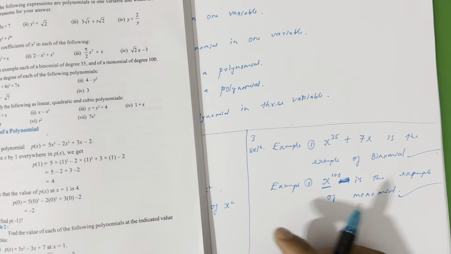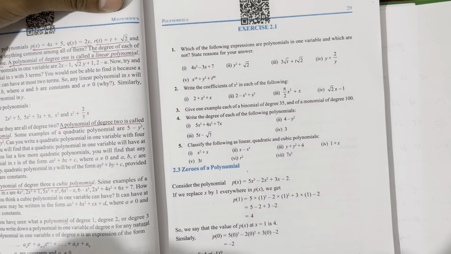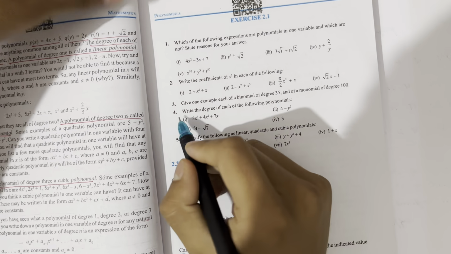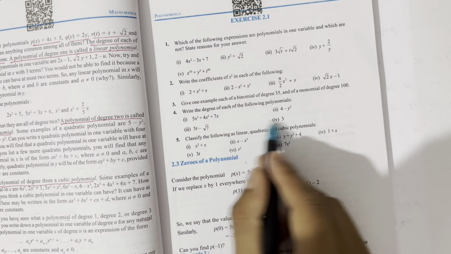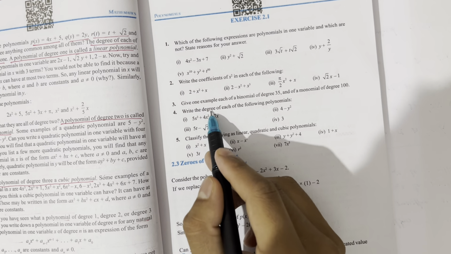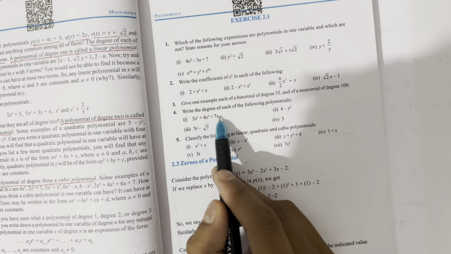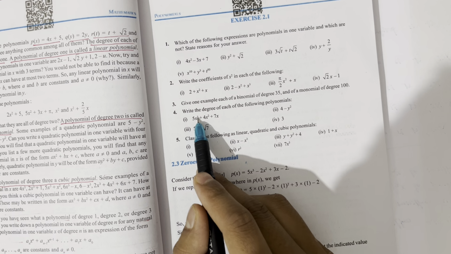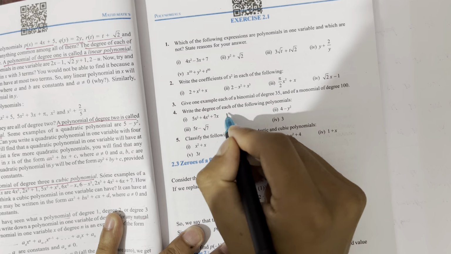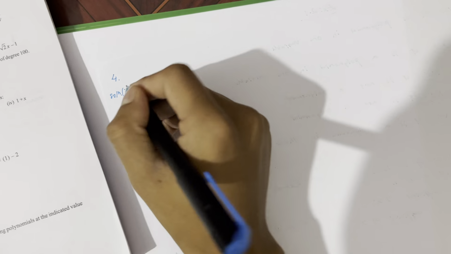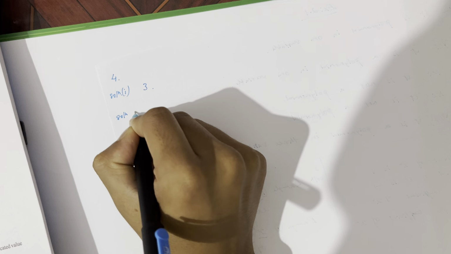Now we are going to do this number 4. Write the degree of each of the following polynomials. All these are polynomials. Now you know the degree means highest power. What is the highest power here? Here we have 3, here we have 2, here we have 1. So 3 is the highest power. So you write solution number 1, 3. That's solution number 2.